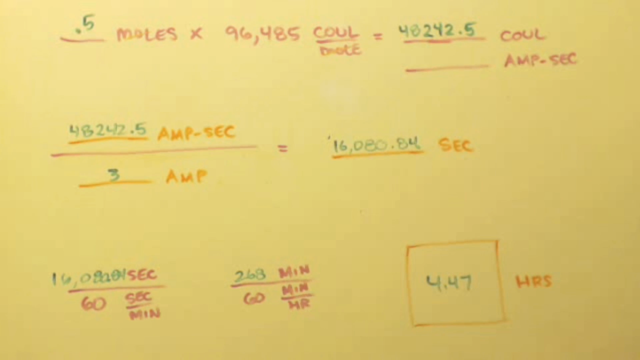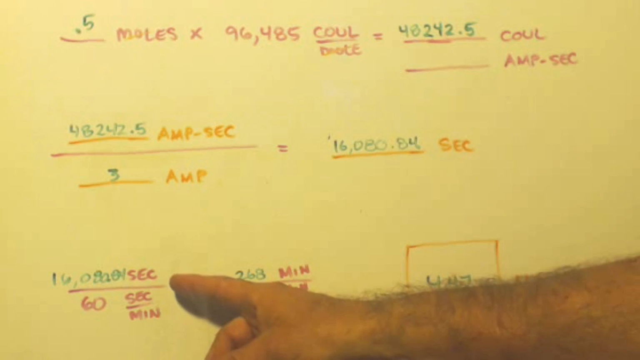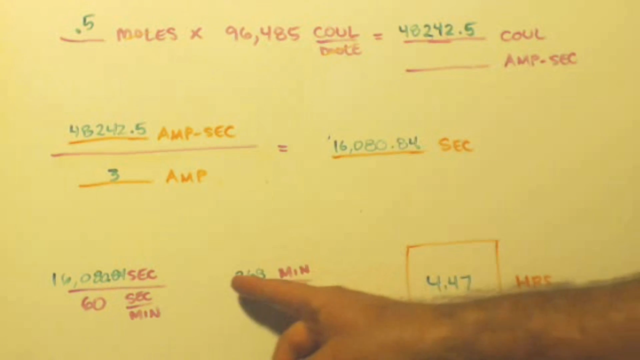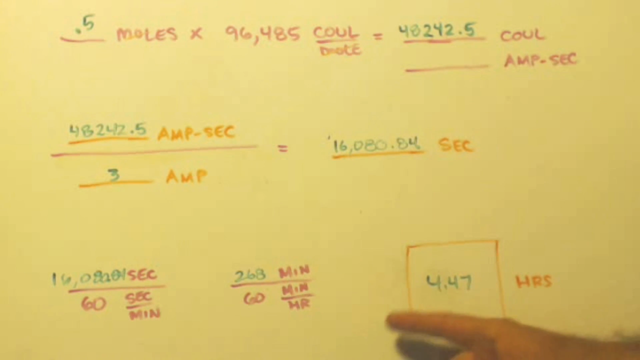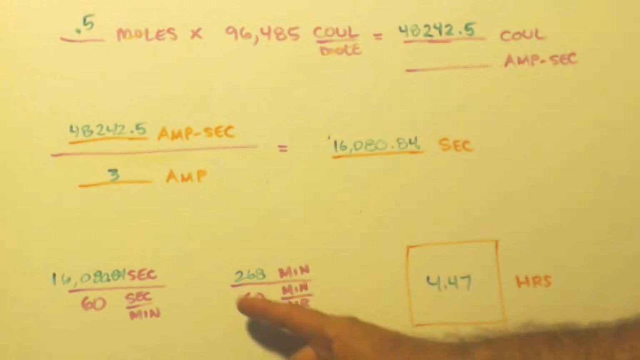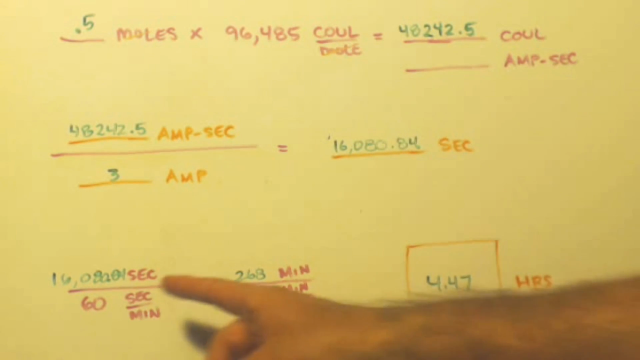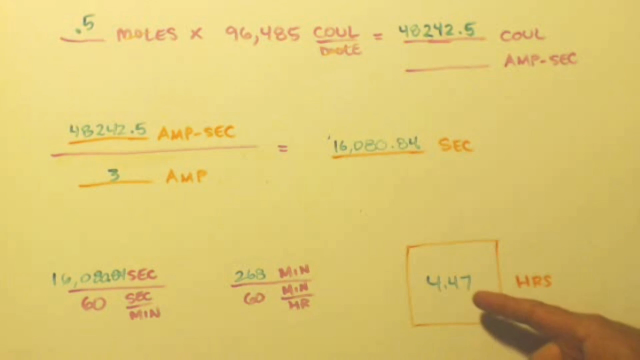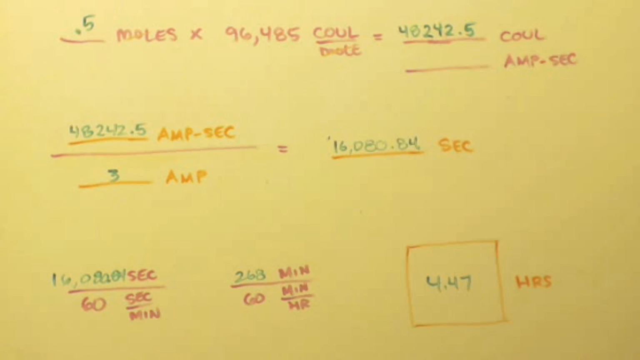Now that's theoretically, you know what I mean? You're not accounting for loss and side reactions. So you divide by 60, get 268, divide that by 60 to get 4.47. The reason you're doing this is to make seconds into hours, because 16,000 seconds is meaningless. It comes out to 4.47 hours. So that means it's going to take almost 4.5 hours to do a half a mole, right?